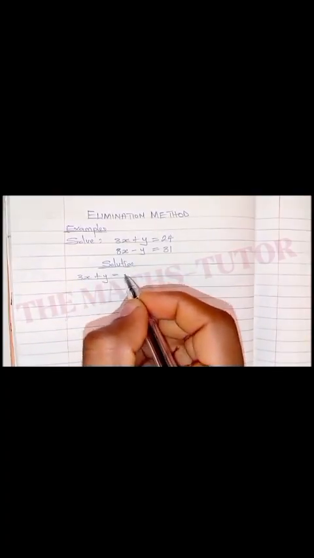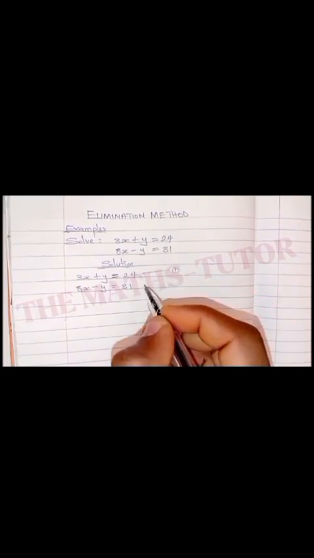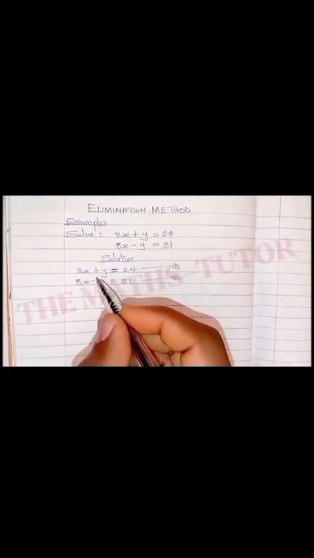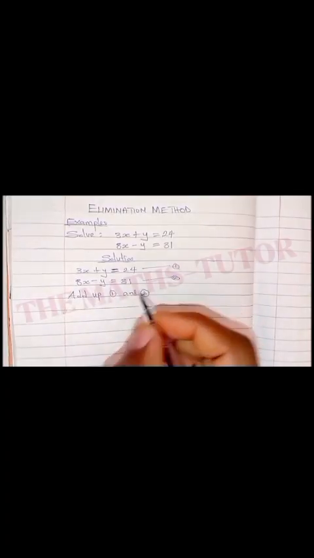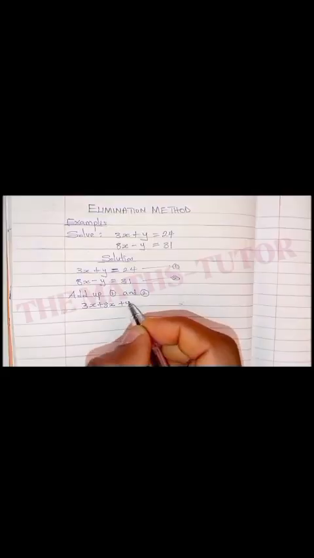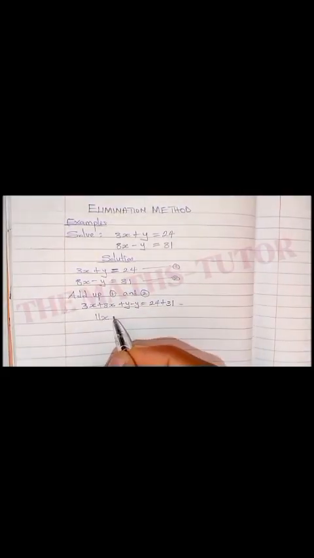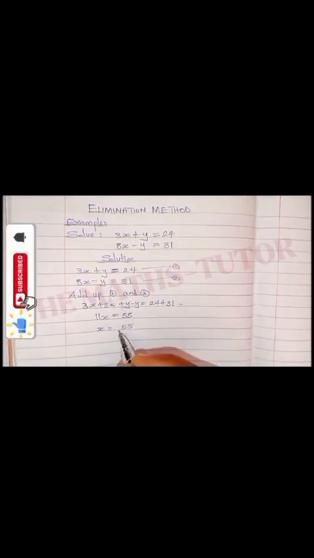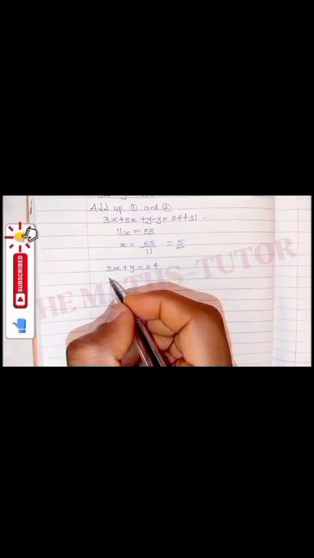As the name implies, what we do is that we cancel values out when they are equal. So using equation 1 and equation 2, we want to eliminate y. The first y is plus, the second one is minus, so we can add them together so that they cancel out. And so doing that, I'll get 11x equals 55. Divide both sides by 11 and x equals 5.